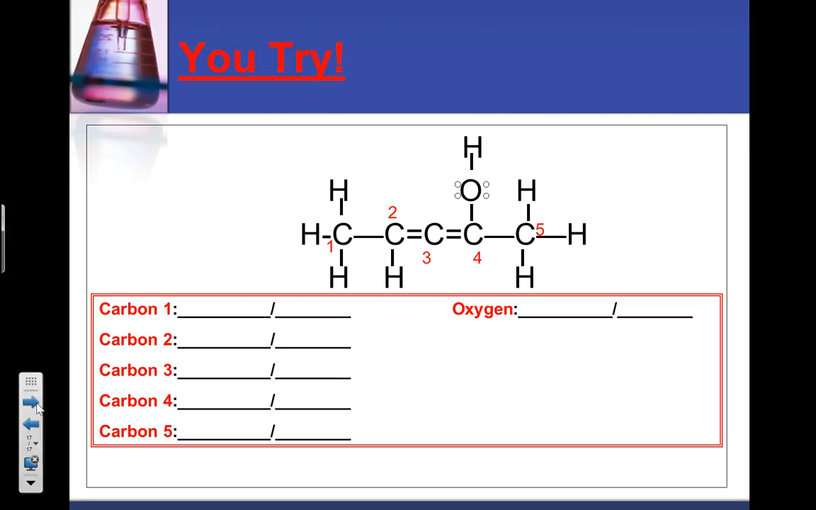All right, let's look at the next one here. This is our last example, and it's on your notes. So this is going to be more like what the question will look like on our unit test. I'm going to give you a hydrocarbon, and I want you to figure out the hybridization in the first blank, and in the second blank, the bond angles.